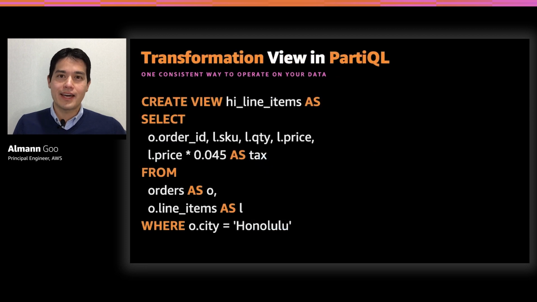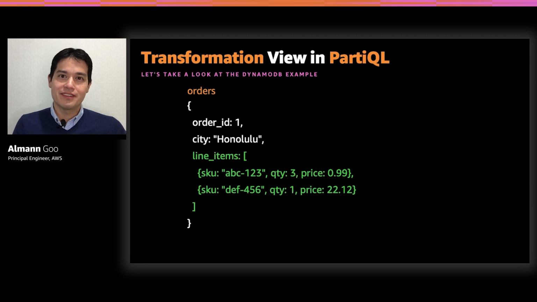So let's take a look at that transformation step, that transformation view. In this case, we're going to create a view that looks like traditional SQL. If you've ever written a view in a traditional database, this should look very familiar. We're filtering cases where the city is Honolulu, and we're projecting some things and flattening out the nested record in DynamoDB.